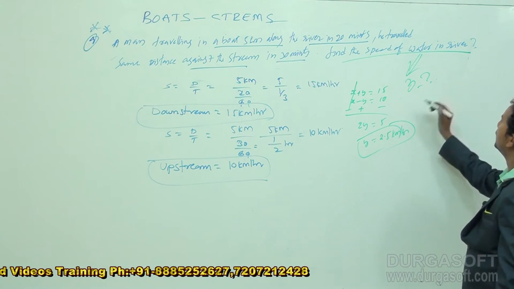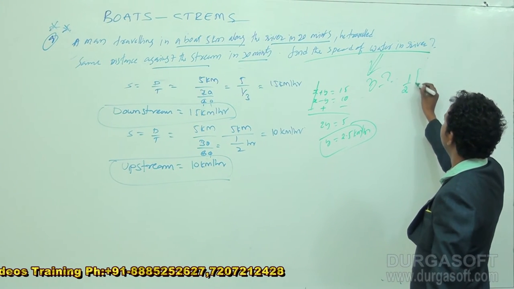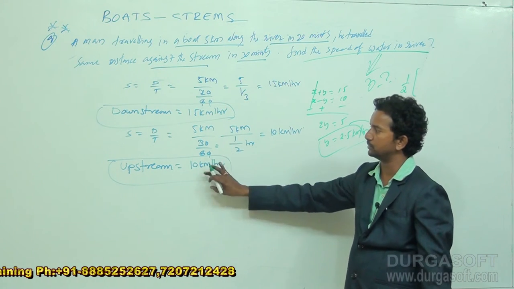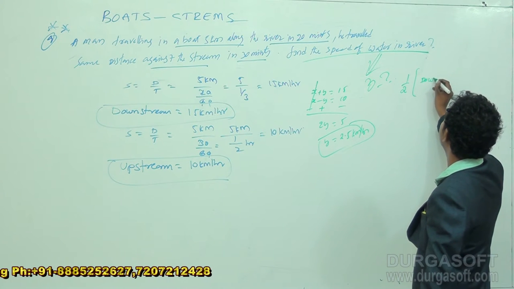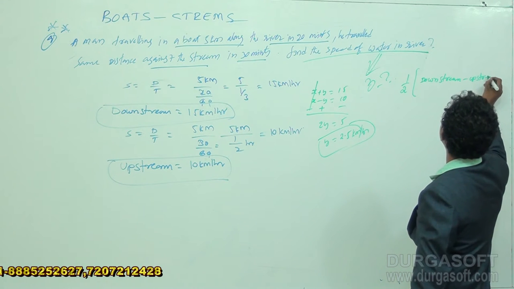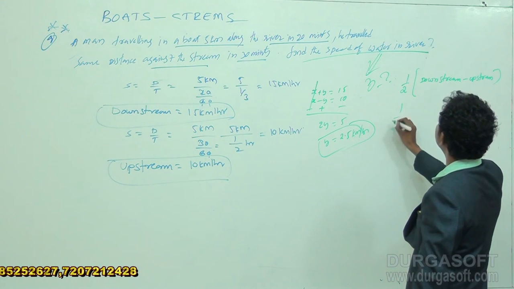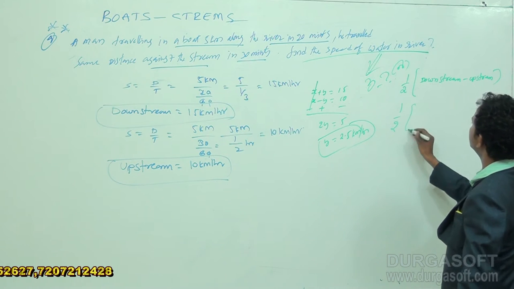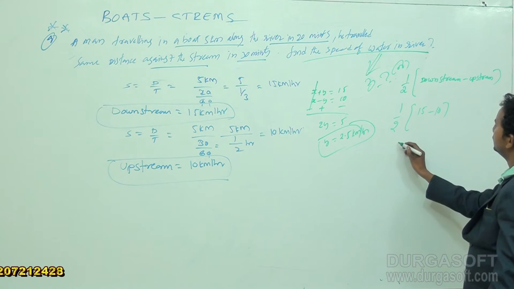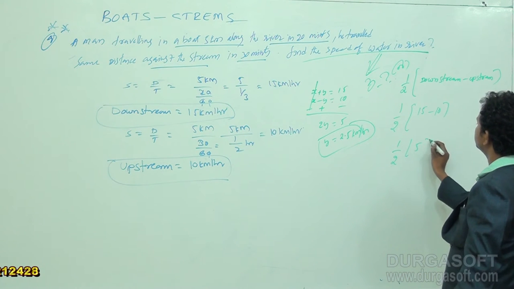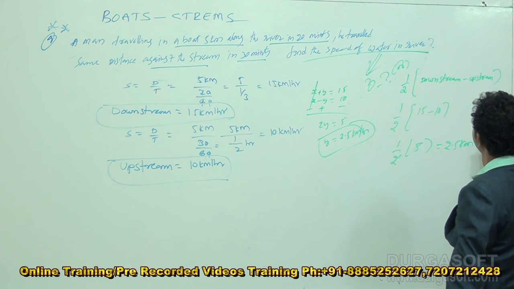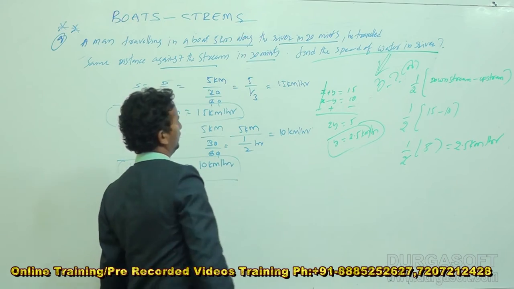Or otherwise, y is equal to 1 by 2 into downstream minus upstream. Downstream is 15, minus upstream is 10 here. So 1 by 2 into 5, that is 2.5 kilometer per hour. This is the basic problem.